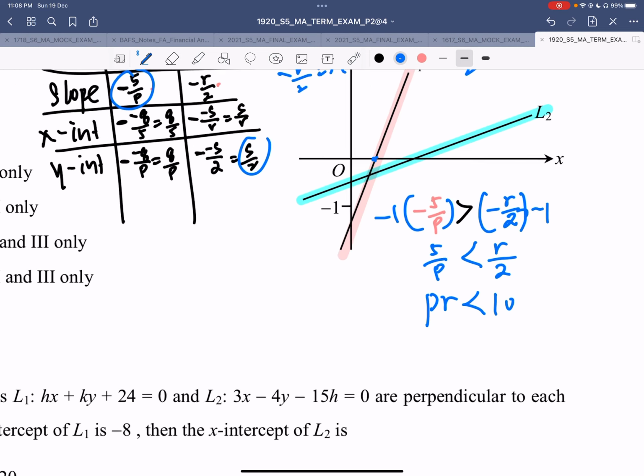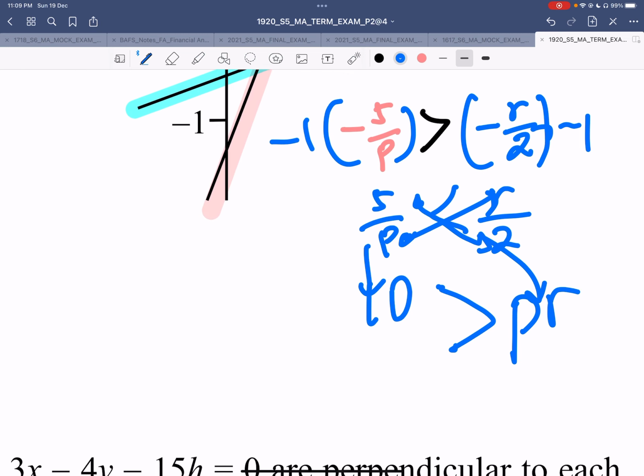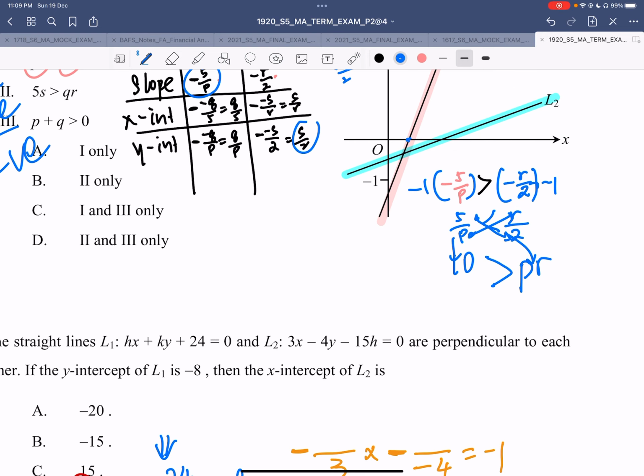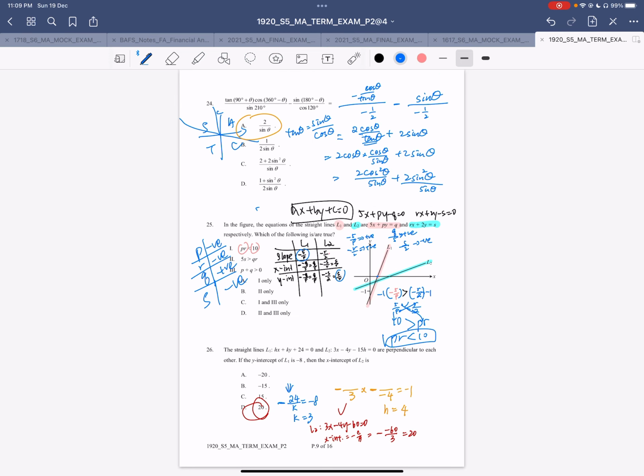When P and R are both negative, let's multiply them together. We should multiply these two first. Yes, 10, and then you change sign, because it should be negative. This one you move to the left hand, this one you move to the right hand, because negative, so need to change sign. So PR is smaller than 10. So 1 is correct. Okay.